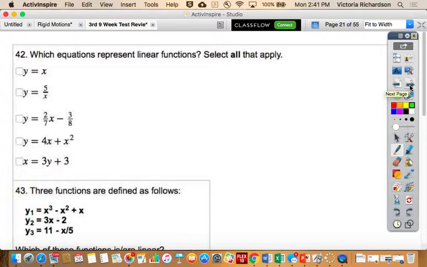42. Y equals x is always linear. This is nonlinear because of the x in the denominator. This one is linear because it just has a plain x. This one is not linear because of the square. And the last one is linear because you just have a plain x and plain y.